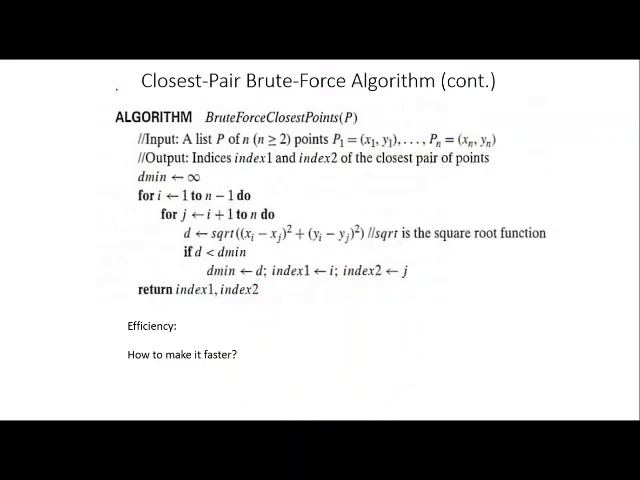Based on the brute force design strategy for closest pair, we have the list P, where P is the points, n greater than or equal to 2: P1 (x1, y1) up to Pn (xn, yn), where we have more than 2 points, in terms of coordinates. We have the coordinate x here and coordinate y. The output is index 1, index 2 of the closest pair of points. So we return the two indices, which represent the pair of points that are closest to each other.